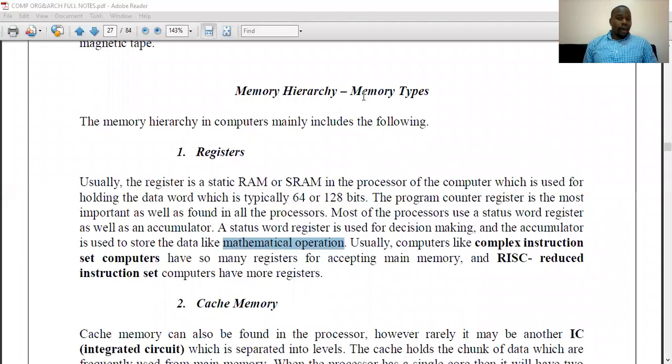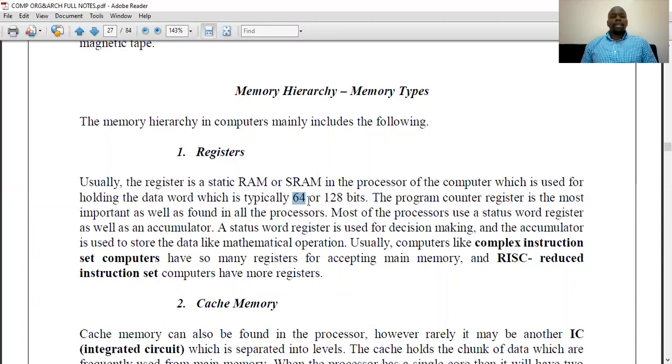All right, so that is why the registers are very important to the CPU: they hold instructions used for decision making, instructions related to mathematical operations, and they are able to hold 64 to 128 bits. Normally when you are buying a computer, you hear that it is 32-bit or 64-bit. That is a description of the amount of bits that can be transferred to the CPU per unit time by the data buses from the registers.